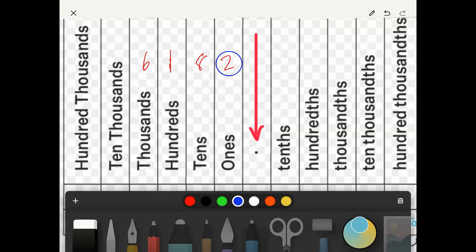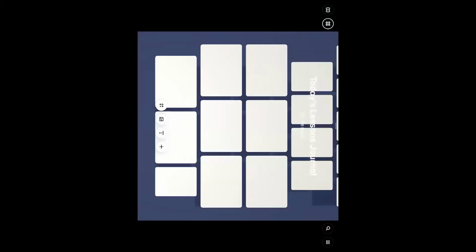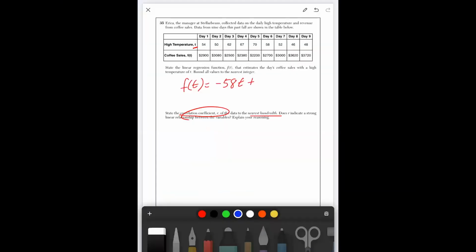So here's going to be the second part. It's going to be 6,182. So now I'm going to go to this, and I'm going to put that in here. It's going to be 6,182. So that is the function. That's the linear regression function. And now we're done with that. That's all we needed to do. We rounded it to the nearest integer.